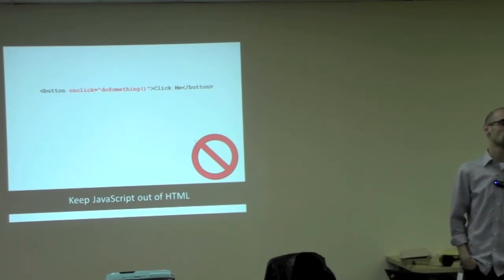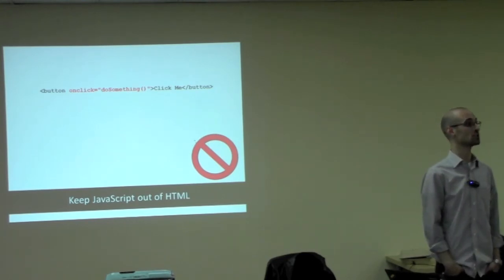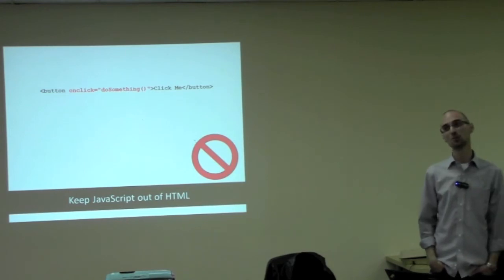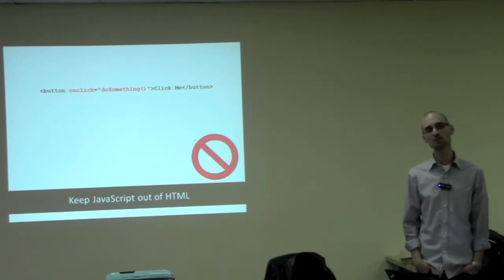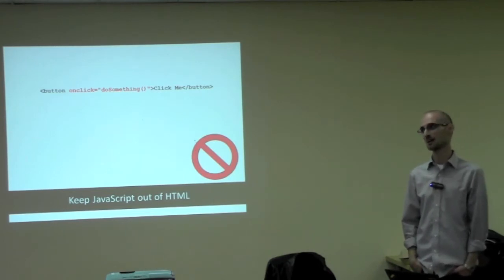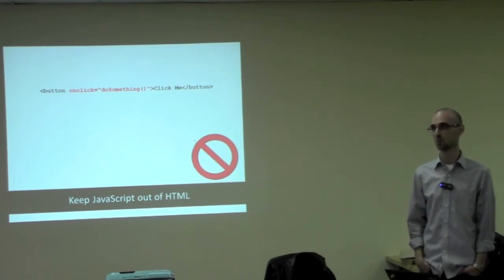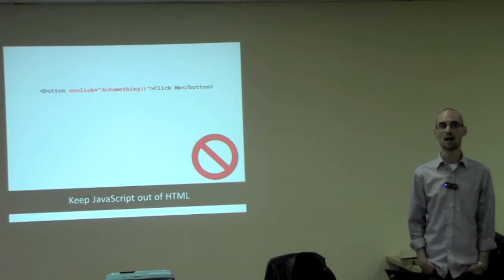Because let's say you want to change the name of that method. You need to go and change it in your JavaScript. And then you need to go grep through the code base to find all of the other places that it's being used. Complete waste of time. Second, what if that click now needs to do two things instead of just one? How do you track that down?